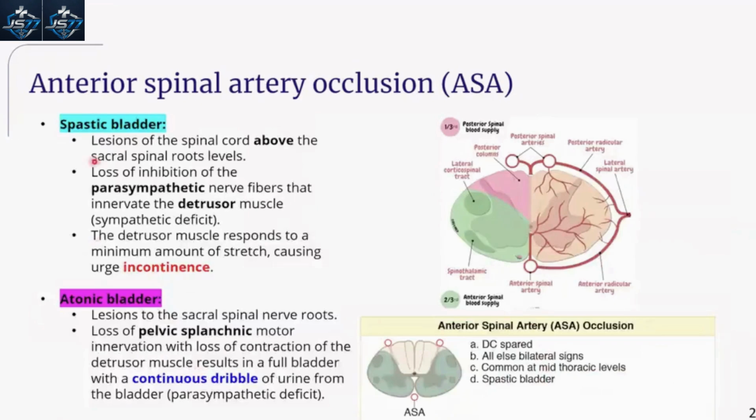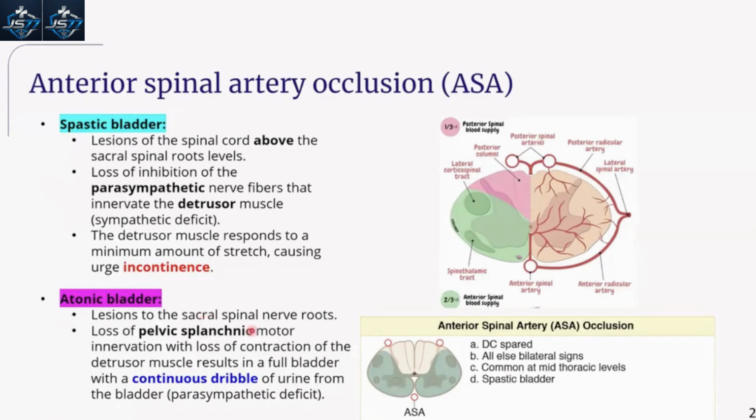The bladder, it says over here, spastic bladder. So just to let you know, spastic bladder will happen in a lesion above the sacral spinal roots, and an atonic bladder will be seen when there's a lesion below that level, to the sacral spinal roots themselves. Why? Simply because above the sacral spinal roots, that means the sympathetic system is affected, so there's no inhibition of the parasympathetic system. So spastic bladder means the detrusor muscle is constantly contracting with no inhibition. So that's a spastic bladder, constant need to go to the bathroom.